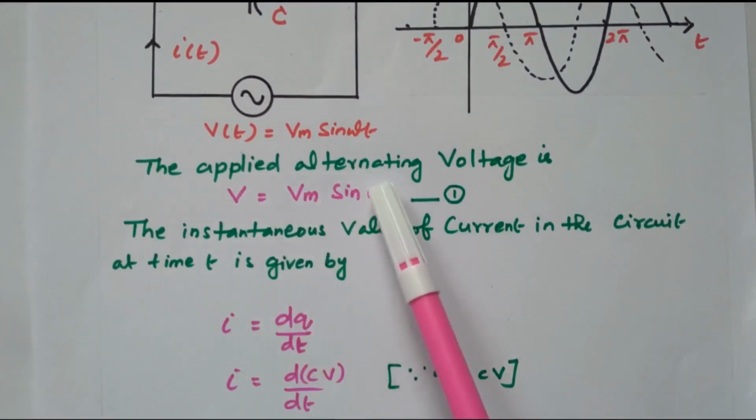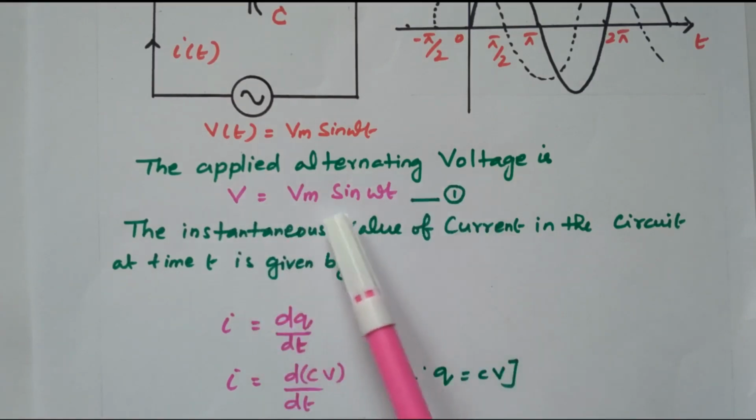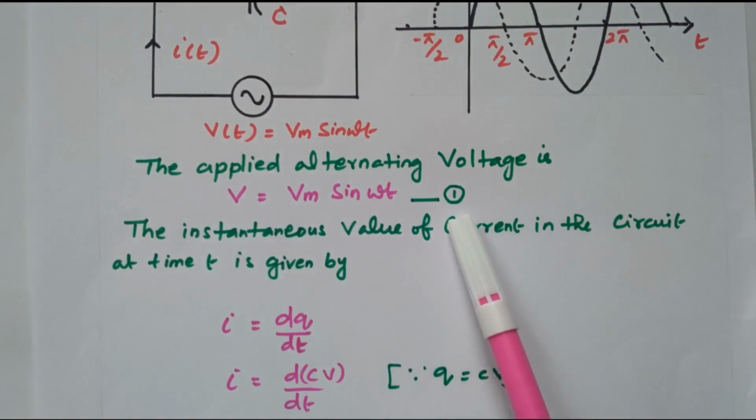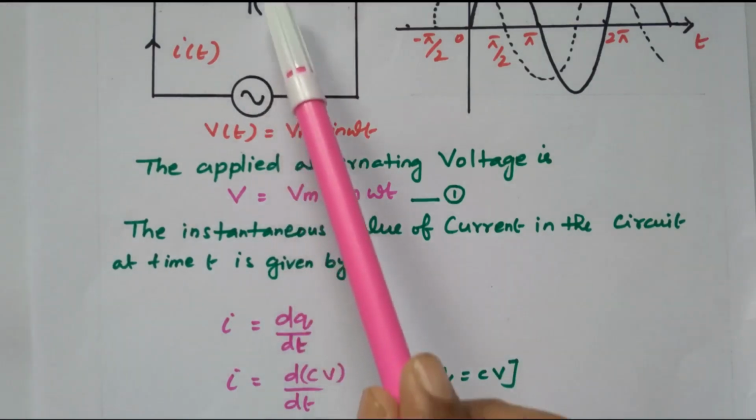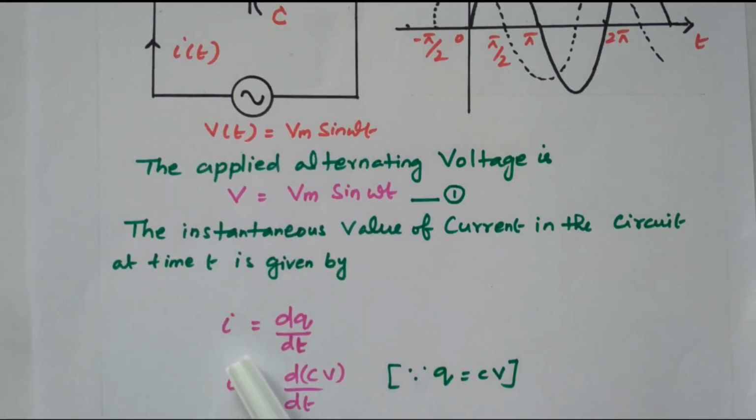The applied alternating voltage is V equal to Vm sin omega t. So this is the supply voltage. We take this as equation number 1. The instantaneous value of current in the circuit at time t is given by I equal to dq by dt, because a capacitor is connected, the rate of change of charge.